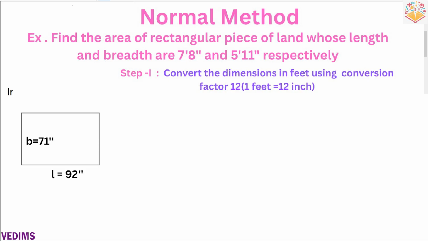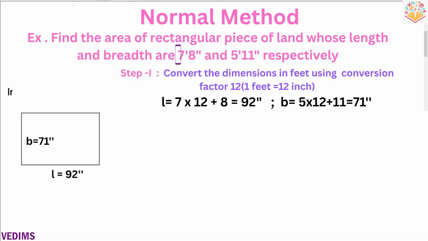In step 1 in normal method, what we do, first of all convert the dimensions in inch. All the feet. That is 1 feet is equal to 12 inch. Now 7 feet 8 inch can be written as 7 into 12 plus 8. 12 7s are 84 plus 8 becomes 92 inch. Convert all of them into inch. Similarly, 5 feet 11 inch. 5 into 12, 12 5s are 60 plus 11 is 71 inch. Convert both of them into inch only.